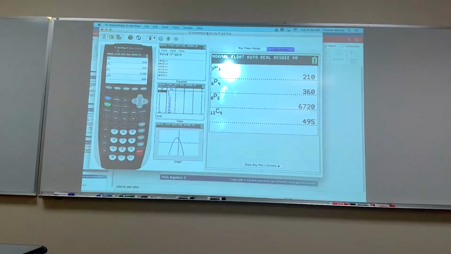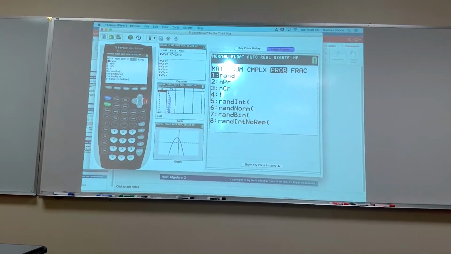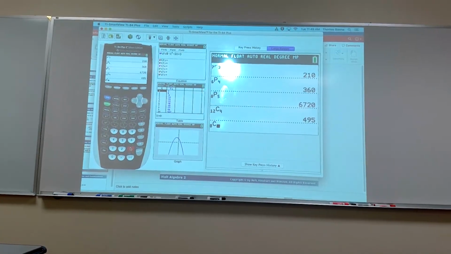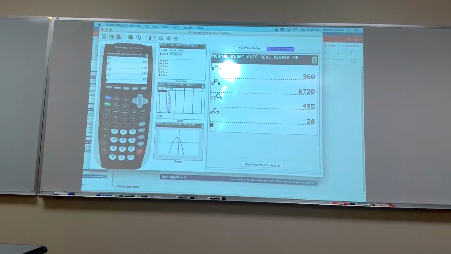So let's go back up to our calculator here. Let's do 8. And then we go over to probability. And we're going to choose 2. There it is. How many different ways? Well, according to this, there's 28 different ways that you can choose 2 people from a group of 8. Okay?